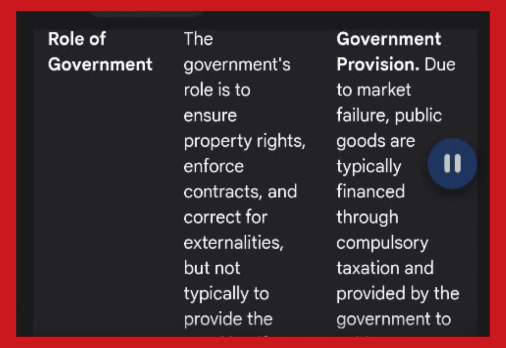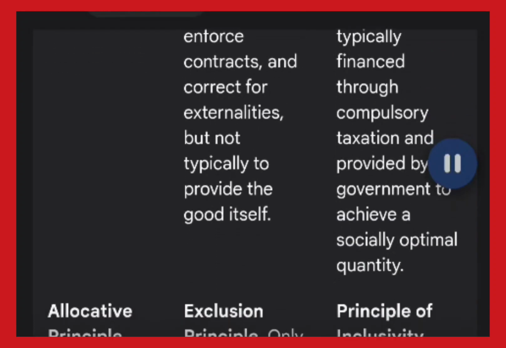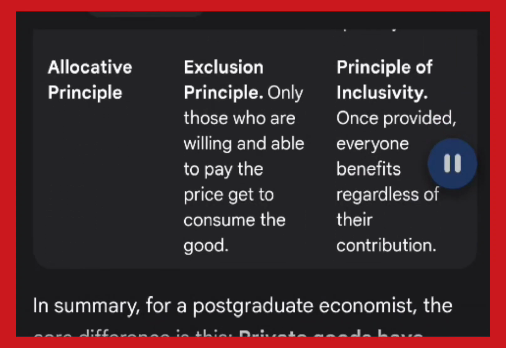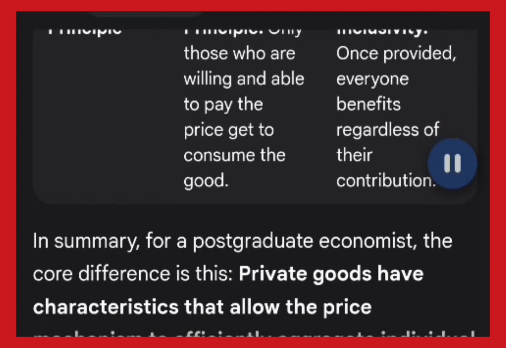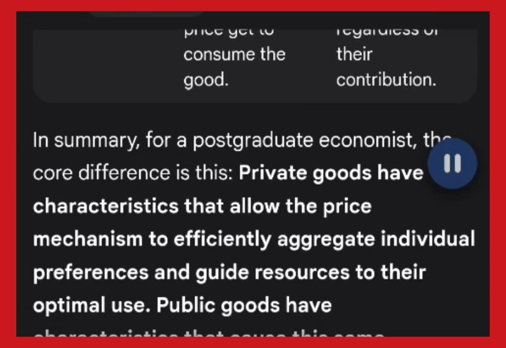Government provision: due to market failure, public goods are typically financed through compulsory taxation and provided by the government to achieve a socially optimal quantity. Allocative principle: the exclusion principle applies to private goods, where only those who are willing and able to pay the price get to consume the good. Principle of inclusivity applies to public goods: once provided, everyone benefits regardless of their contribution.